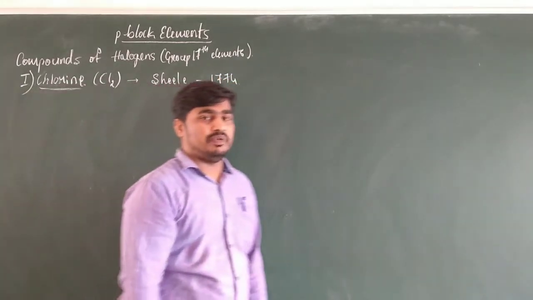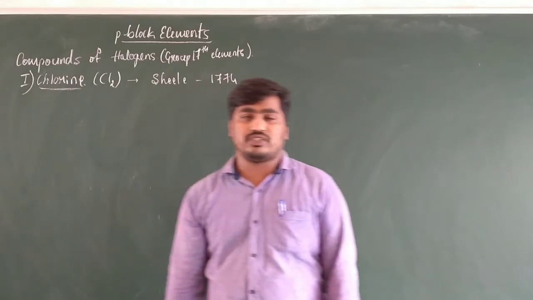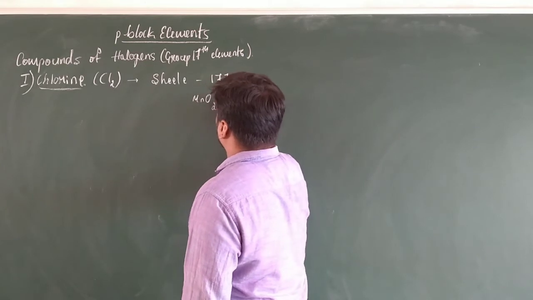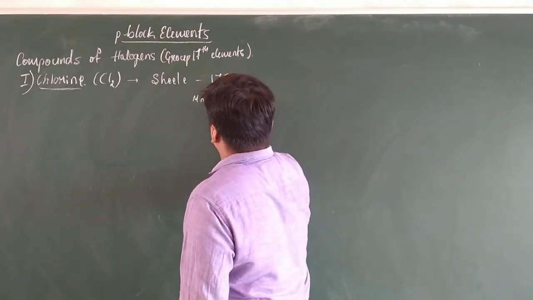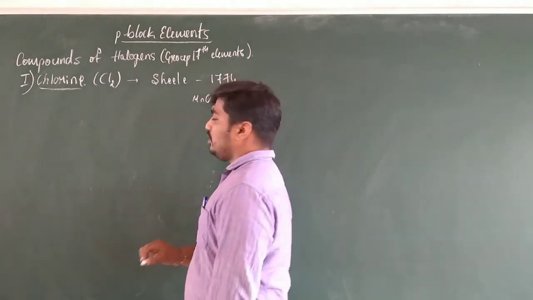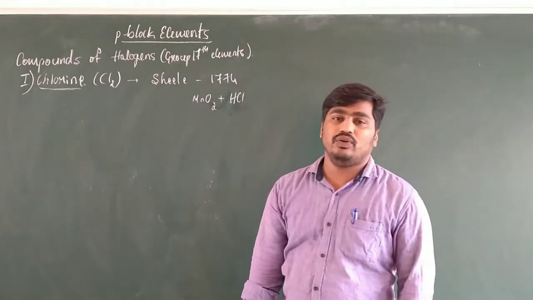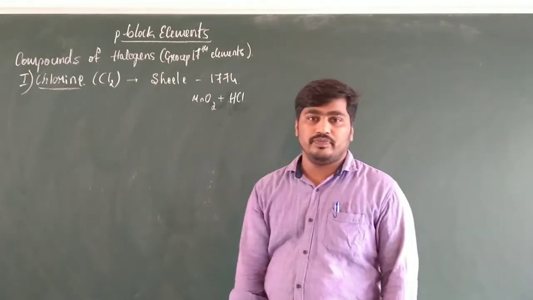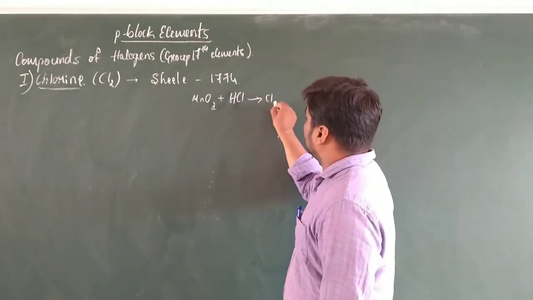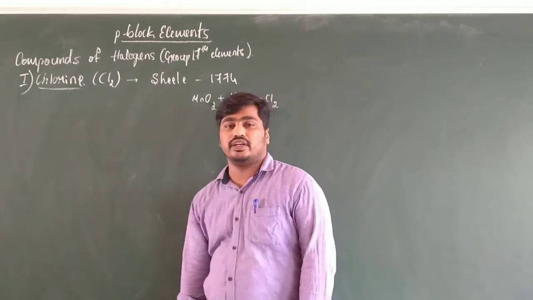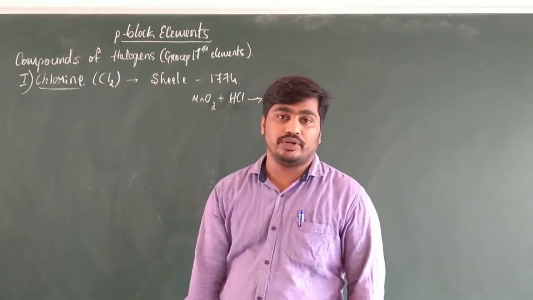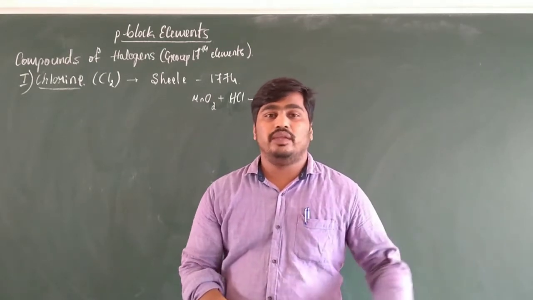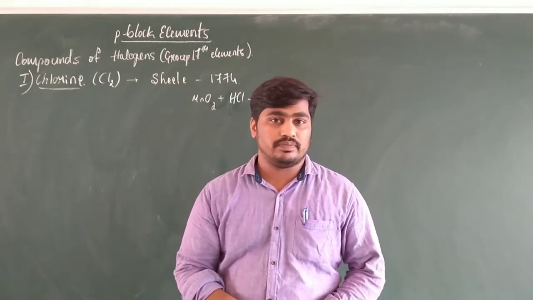During the experiment with manganese dioxide, MnO2, when manganese dioxide reacts with HCl, hydrochloric acid, it liberates a gas, a yellowish gas. That gas is chlorine. But Scheele could not explain the name and elementary nature of the gas.